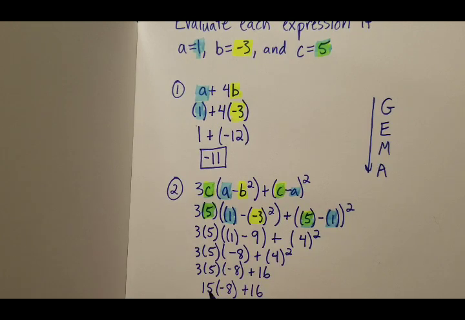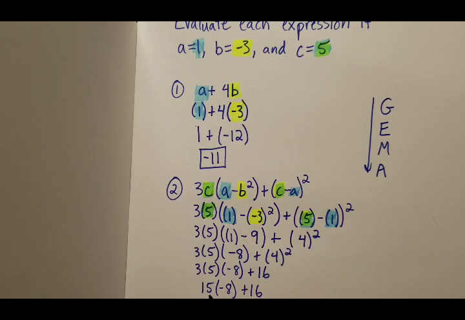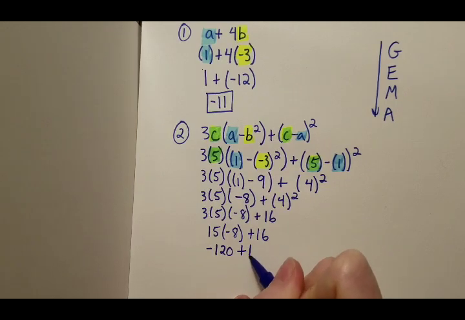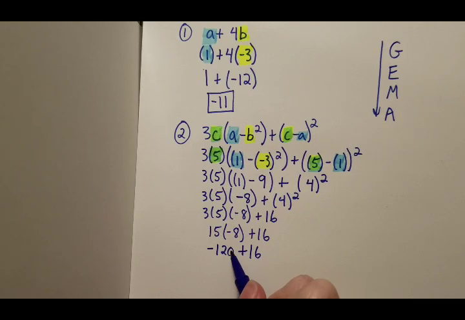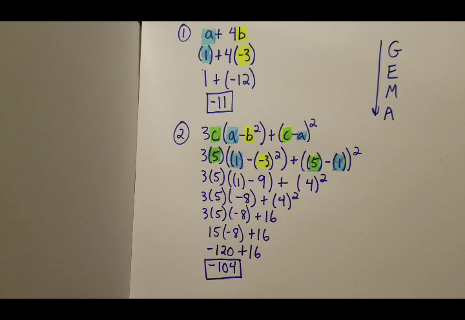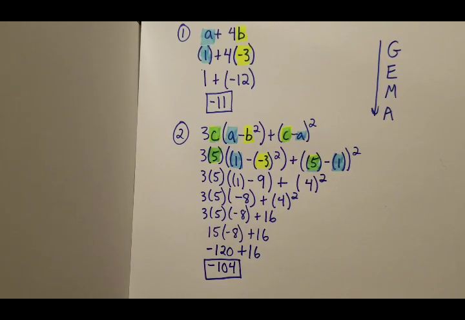Okay, 15 times negative 8. Well, 15 times 2 is 30, which means 15 times 4 is 60. So that means 15 times 8 is twice that, 120. And because we had a negative here, this would be a negative 120 plus 16. And then evaluating that, we've got a negative plus a positive, but the negative is bigger. This is going to end up being negative 104. So hopefully that helped with evaluating expressions if you're given values for the variables.